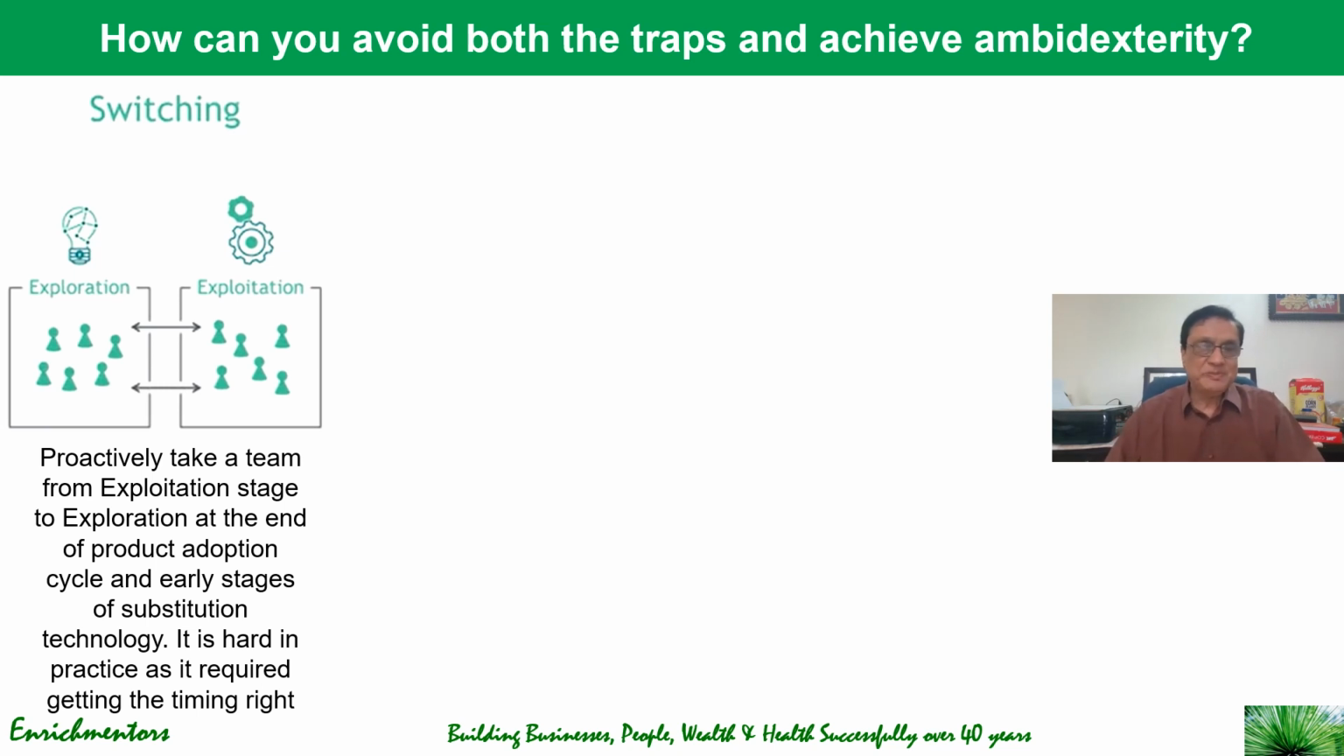First, you need to keep switching. One of the ways you can do this is to keep switching between exploration and exploitation. You need to do both. So if you're a head of a business, a leader of the business, you can proactively take the team from exploration to exploitation and exploitation to exploration at the end of the product adoption cycle. So if you are an existing legacy business, when you reach the end of the product adoption cycle, you can take the team to the exploration stage and the early stages of the substitution technology.